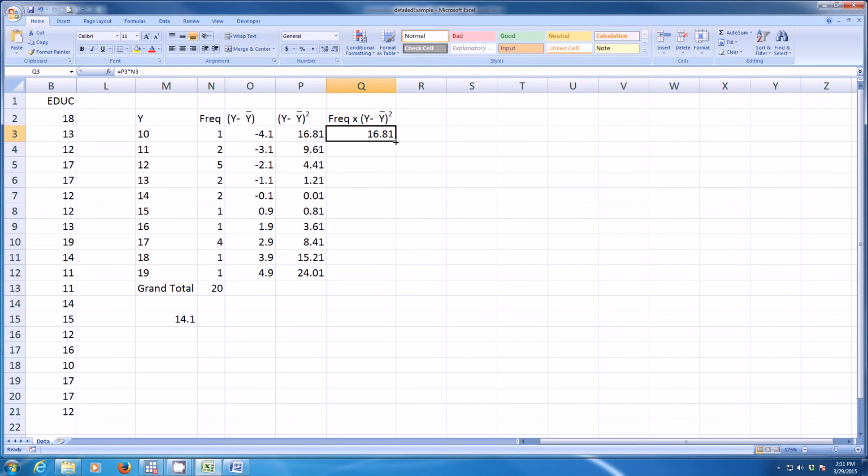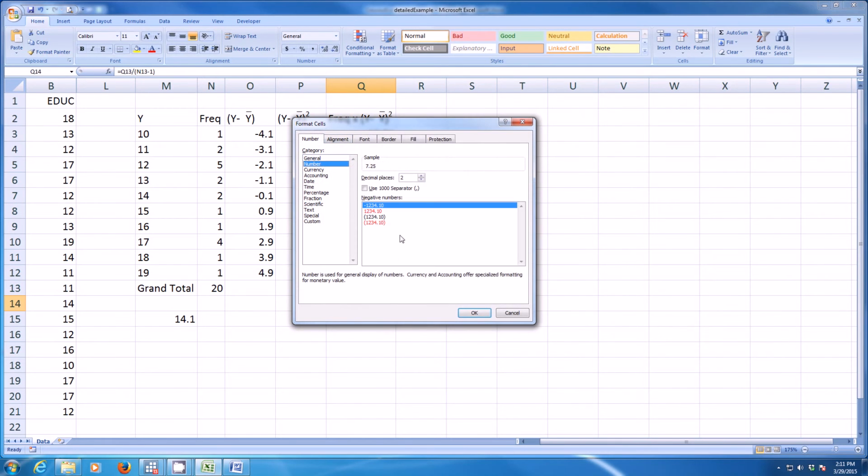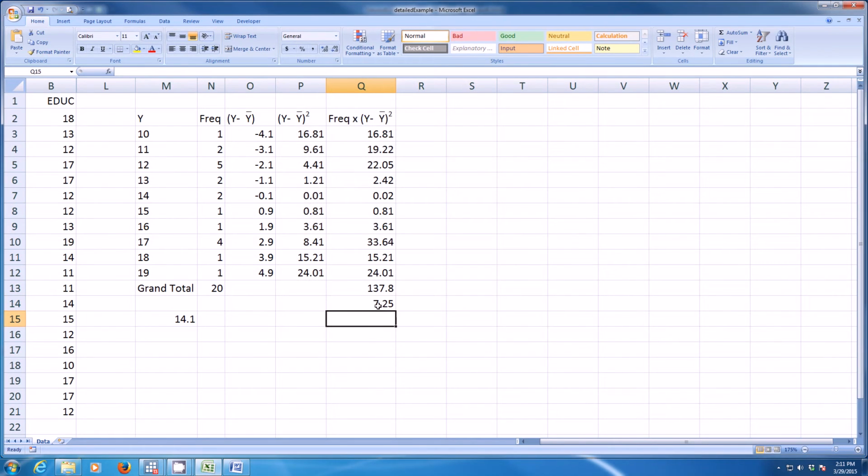And if I put my cursor in the lower right-hand corner and pull it down for all of them, that'll weight each of the square deviations by the frequency. And now I take the sum of the square deviations from the mean weighted by the frequencies. It gives me 137.8. And if I divide that value by the number of cases, or 20, minus 1, that'll give me my variance, which if I round to 2 decimal places is equal to 7.25.